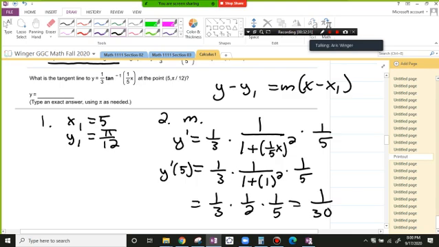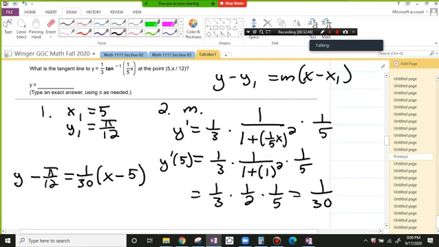That's the game. Y minus pi over 12 equals 1 over 30 times x minus 5. They want y equals 1 over 30 times x minus 5 plus pi over 12.